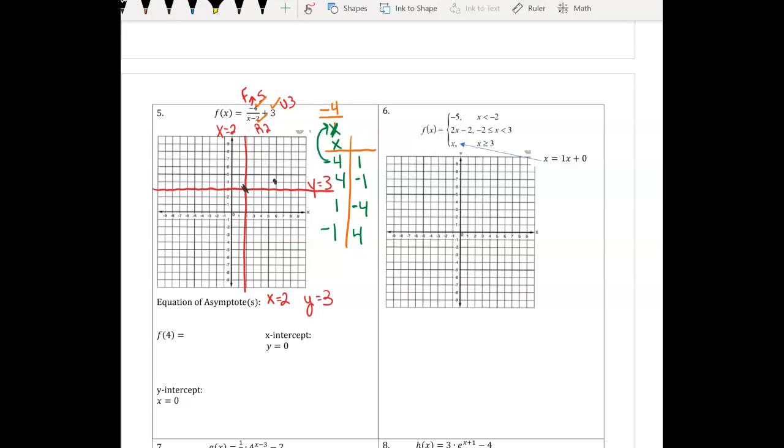Oops, that's not correct. Let me fix that. It's left 4, up 1, and then right 4, down 1, and then right 1, down 4, and then left 1, up 4. And remember, all shapes are curved like this.